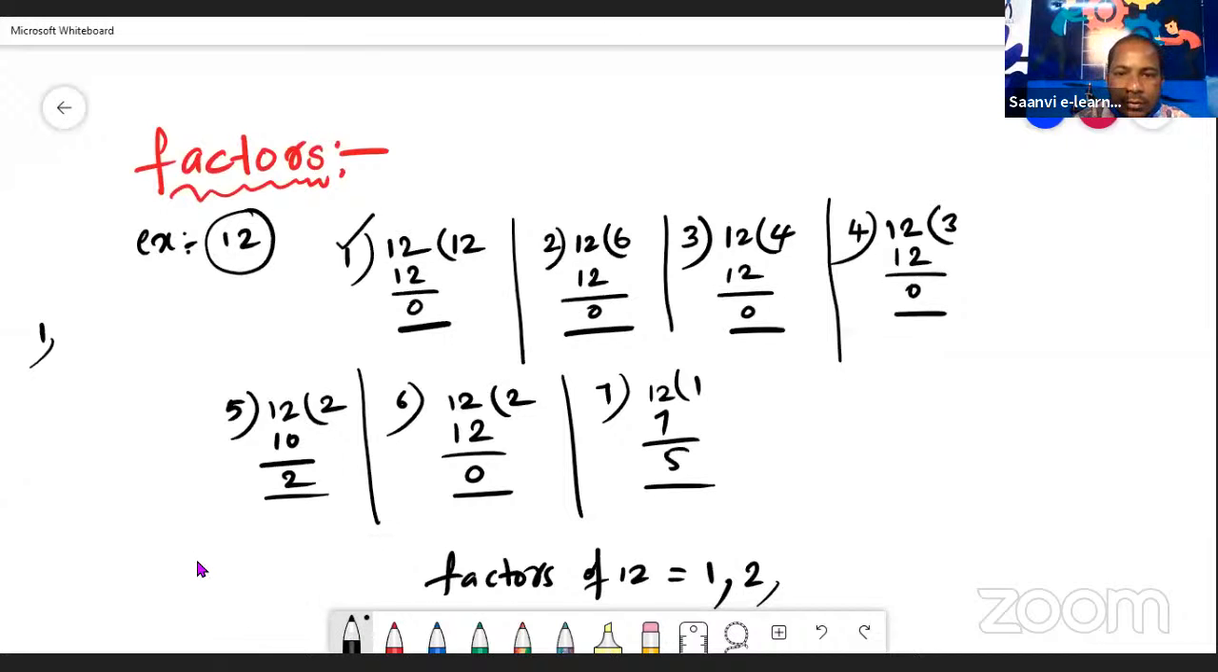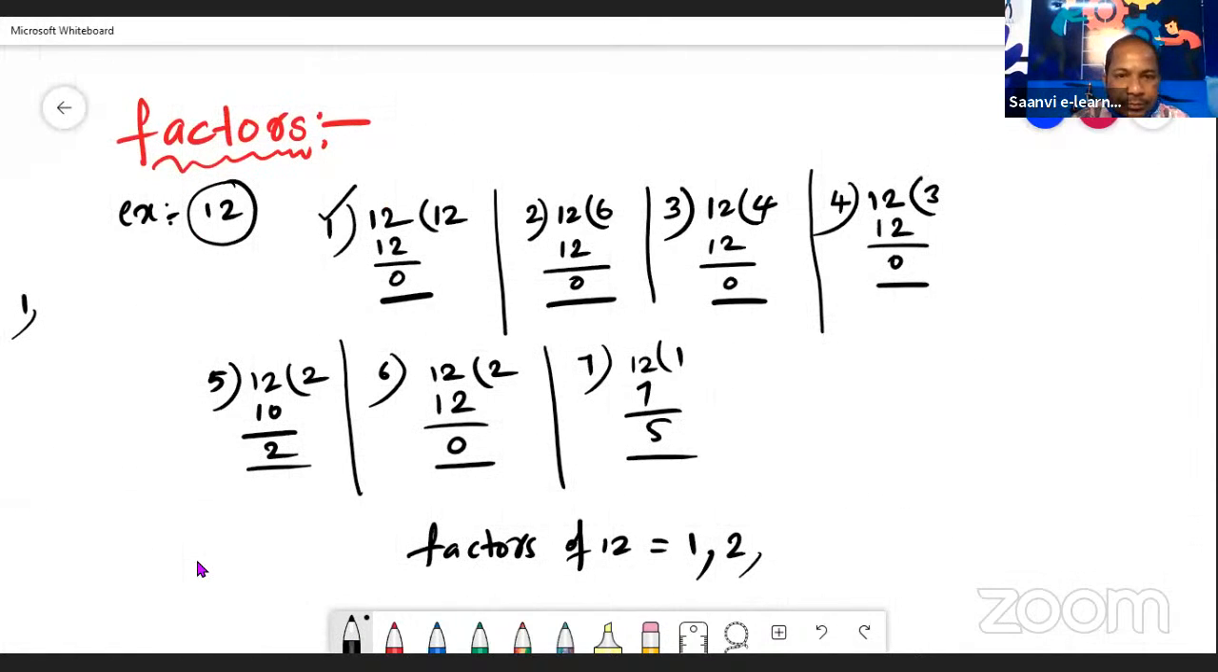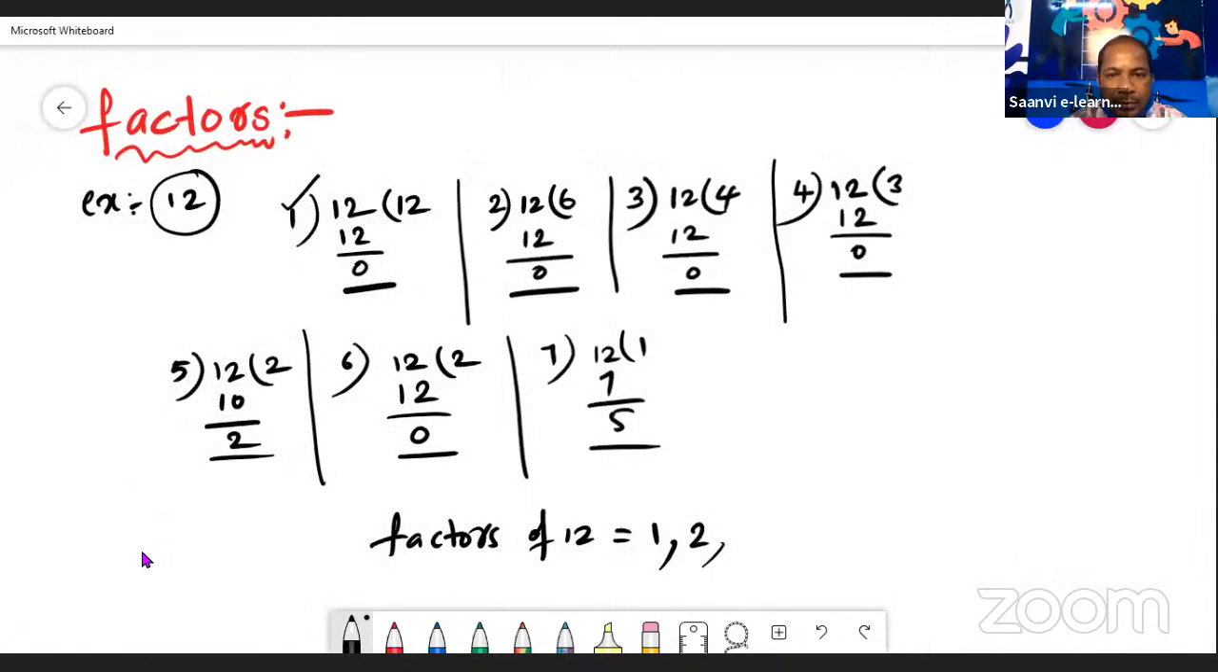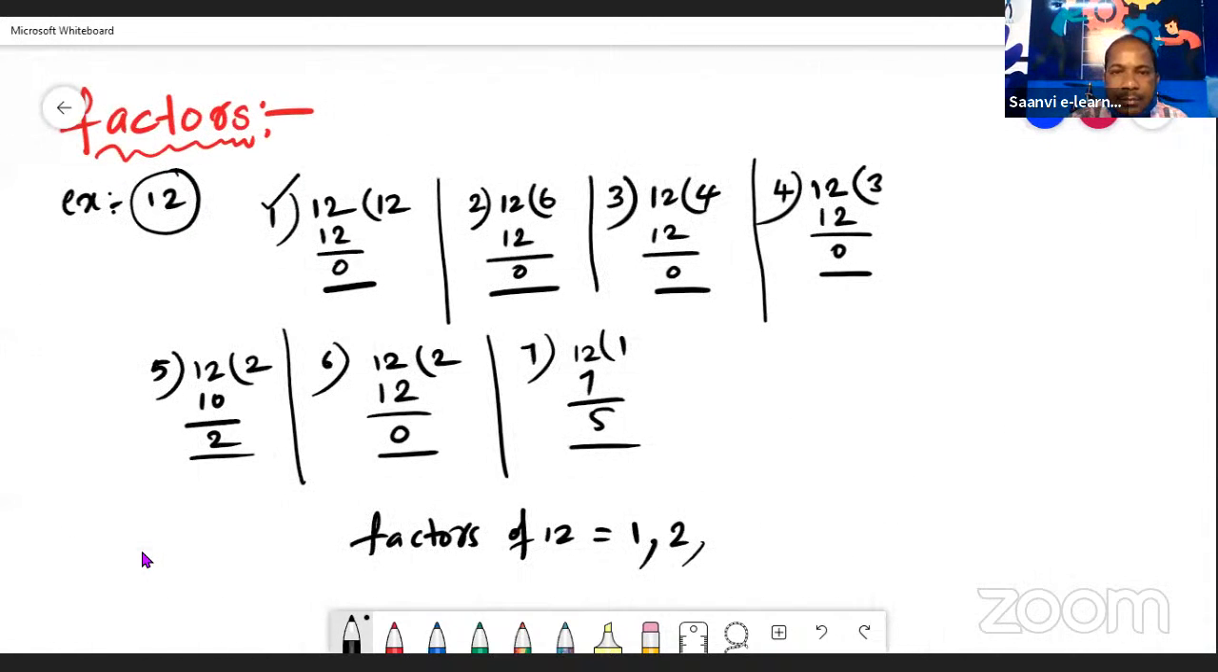And next, the number 3 also divided this number 12 exactly. So 3 is also a factor of 12. And the number 4 also divided this number 12 exactly. So 4 is also a factor of 12. But here the number 5 did not divide this number 12 exactly. We did not get remainder 0. So 5 is not a factor of 12.